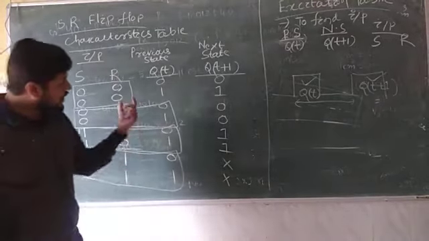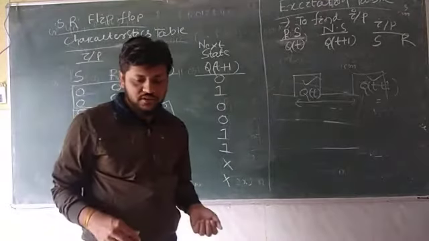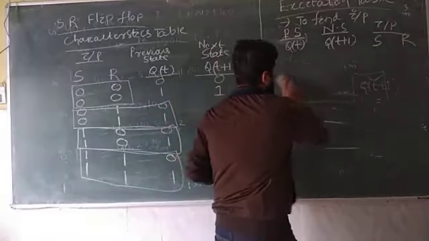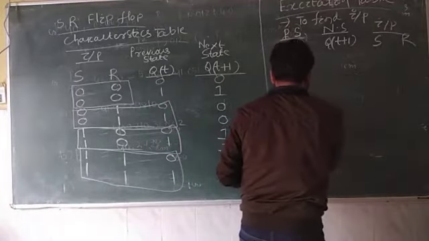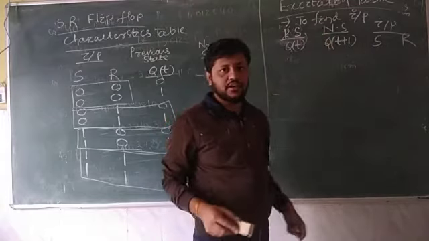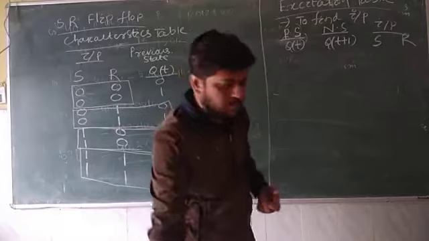So from this characteristic table, I am now going to explain the next important table, which is your excitation table. Excitation table means we will have the present state as well as the next state given, and we need to determine the input. Input means your flip-flop input.